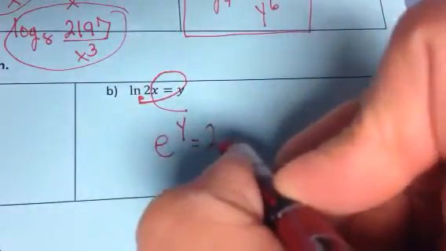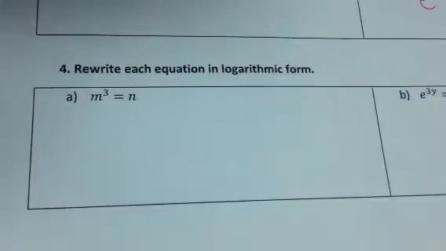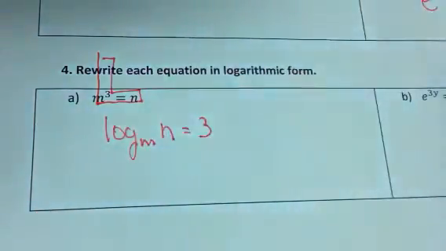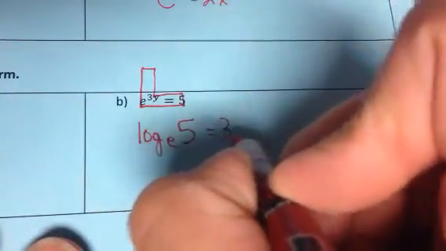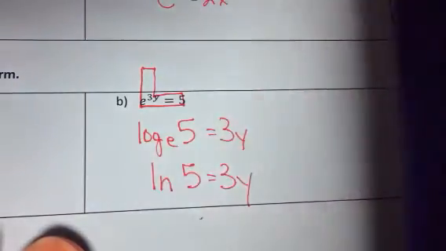I don't care what y is. I don't care what x is. That's all you're going to do. Next set of problems. I give you the exponent. You're going to give me the log. So don't forget to write the log. M is little, n is normal sized, equals 3. Over here, same thing. Log e, and then a 5, equals 3y. And if you remember that log e is ln, that's even better, but both answers are fine. So that's the first page of the test.